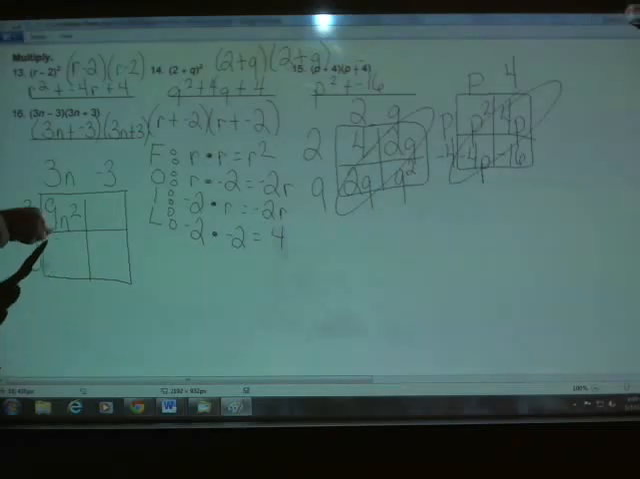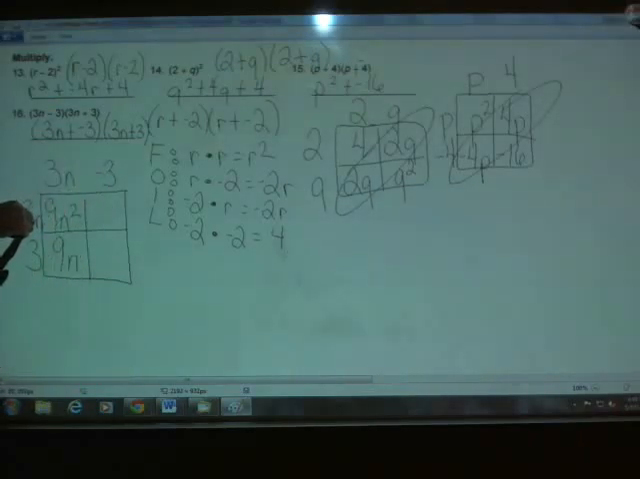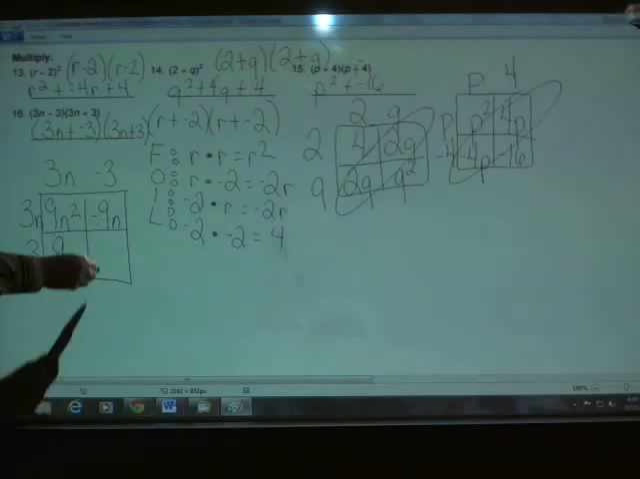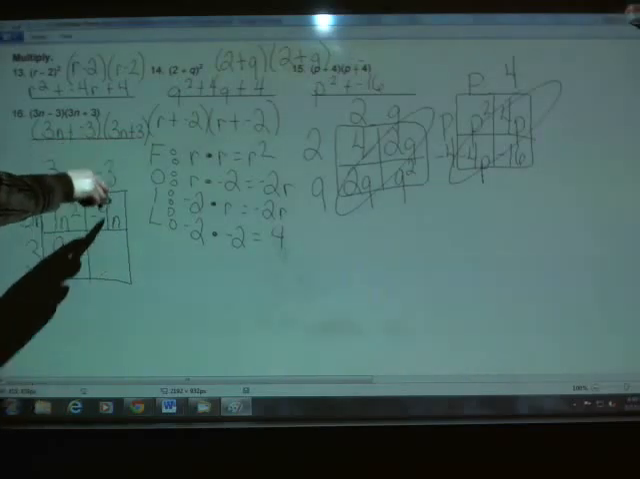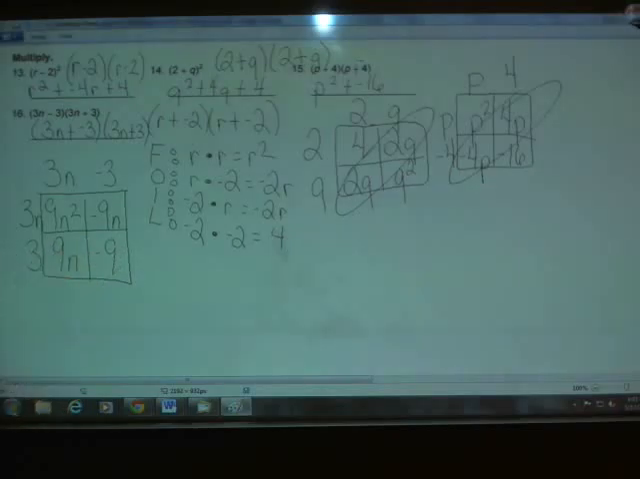This box down here has 3n above it and 3 to the left of it. 3n times 3 goes together to make 9n. 3 times 3 is 9, stick an n on the end. This box up here has -3 above it and 3n to the left of it. -3 times 3n is going to make -9n. And this box down here has -3 above it and 3 to the left of it. -3 times 3 is -9.